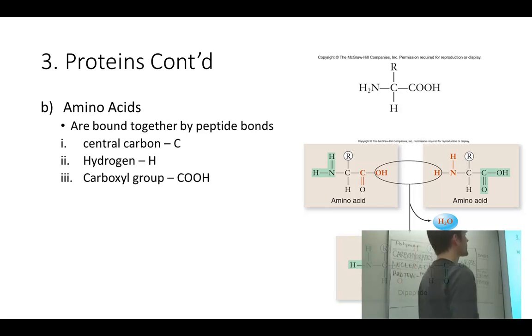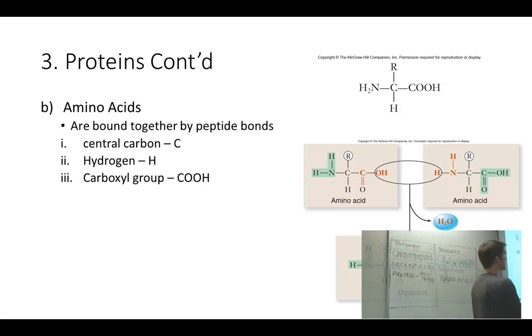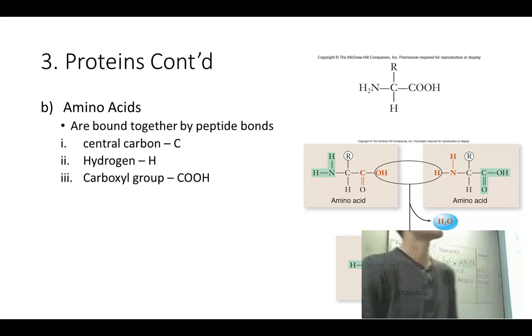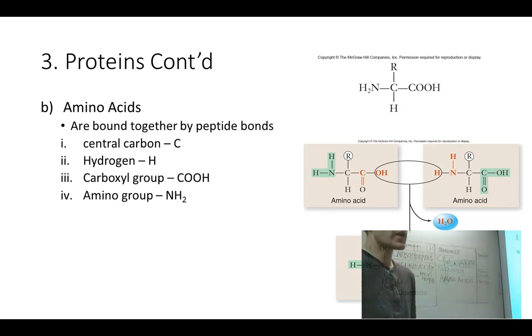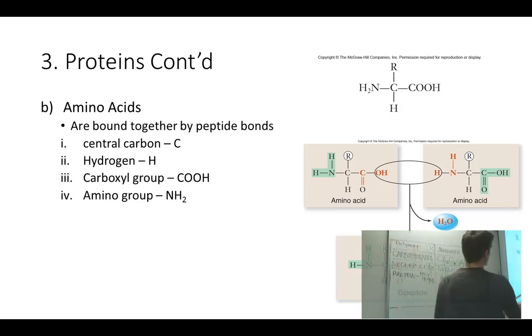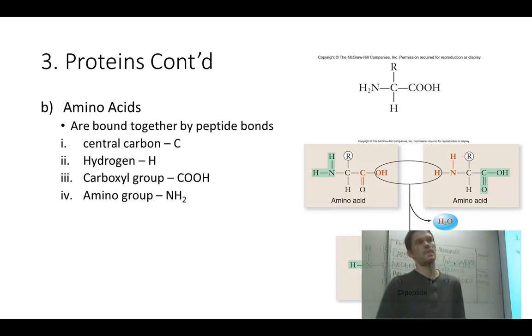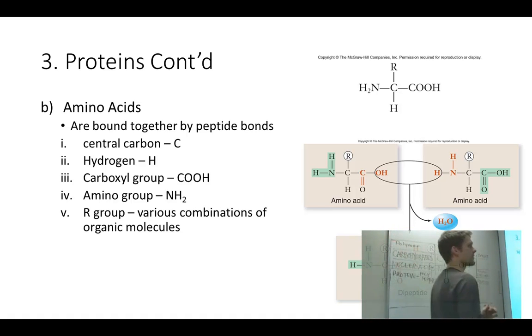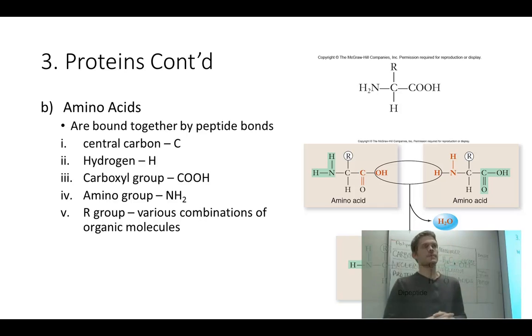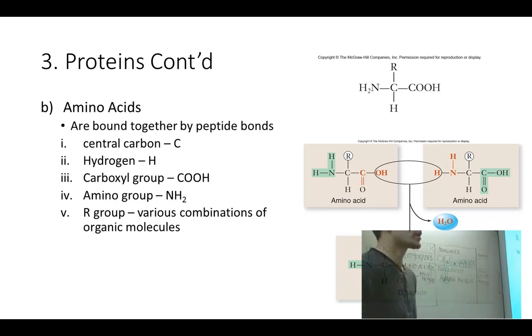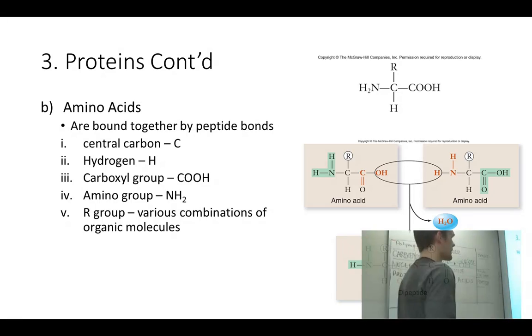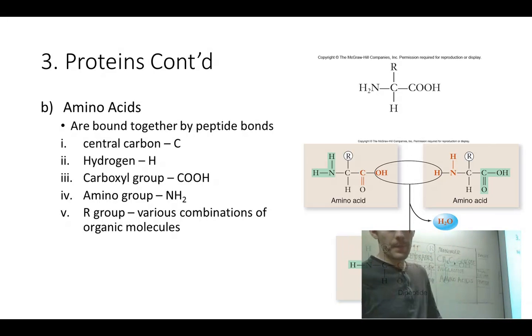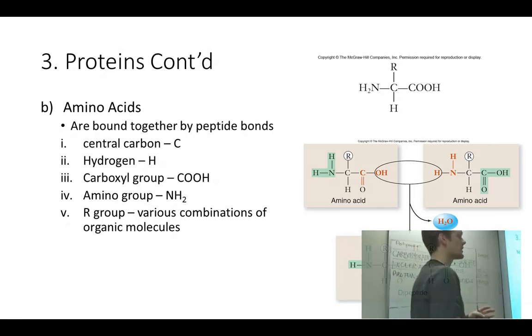Okay. You have a carboxyl group, which is this COOH molecule. And then you have an amino group which has nitrogen. And then you have an R group. And the R group is the variable part. So you can have all sorts of different structures. But they are within 20 different arrangements of amino acids.